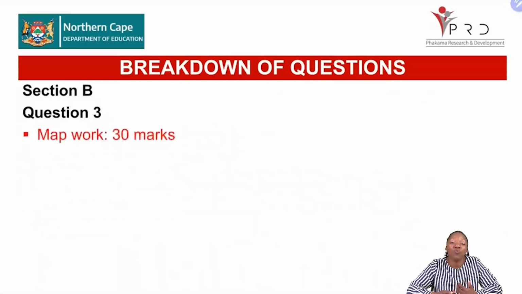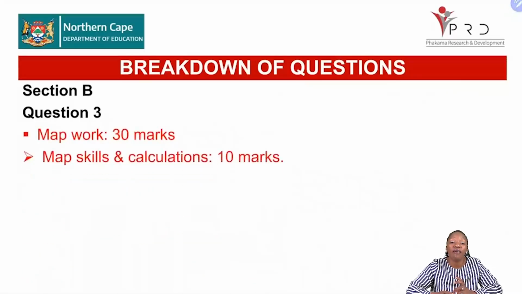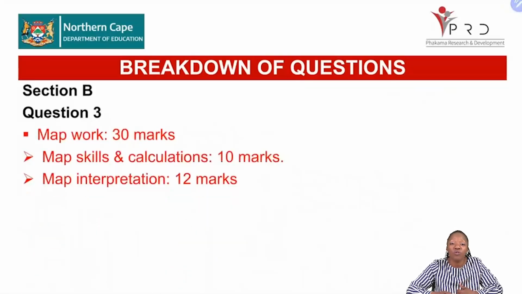Under section B, it's question 3. Your question 3 carries the questions based on your map work. So your map work is 30 marks. For the further breakdown of these 30 marks, you will have the figure 3.1, 3.2, and 3.3. Under your figure 3.1, it's where you should expect questions from your map skills as well as your calculation. Altogether, they give you 10 marks. Then you move to your figure 3.2. Your figure 3.2 is your map interpretation. You're going to interpret what we have learned in the climate and weather and what we have learned in geomorphology, interpreting in the map. So it carries 12 marks.